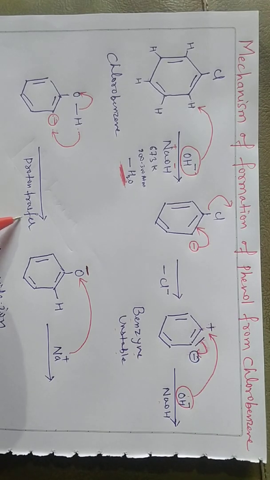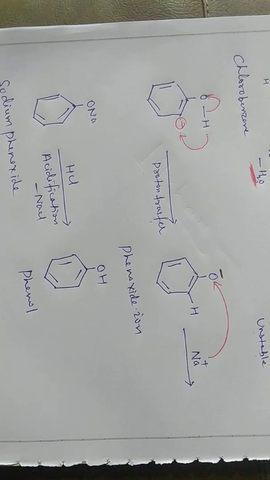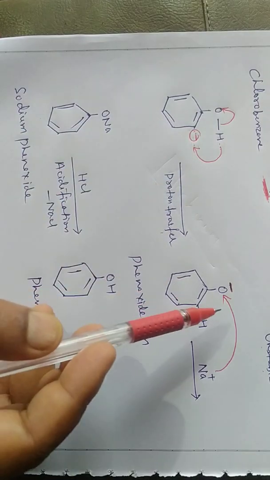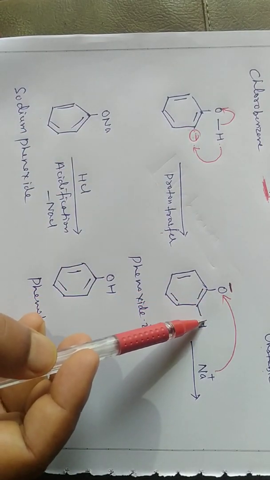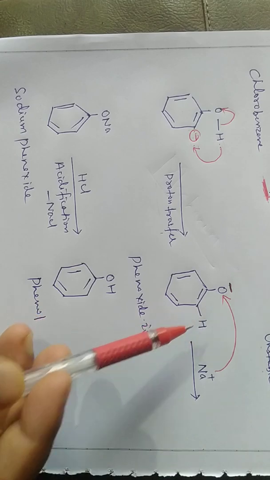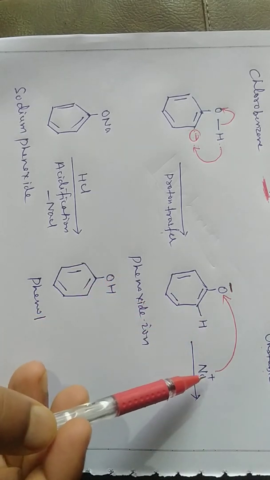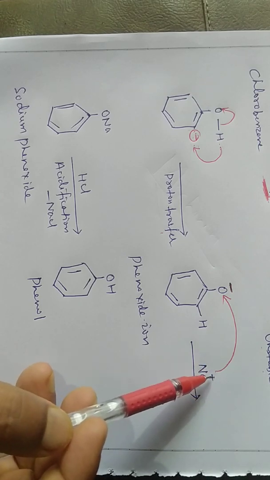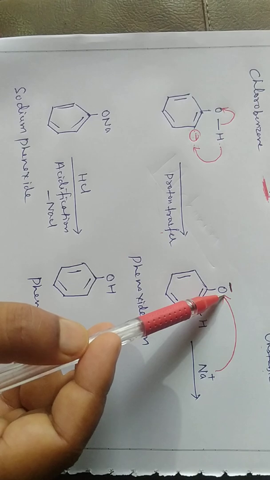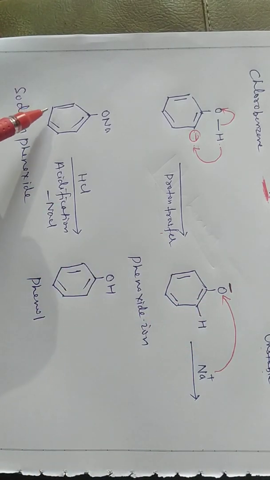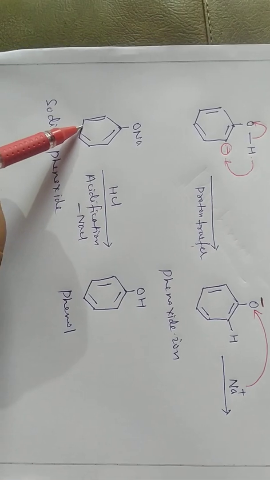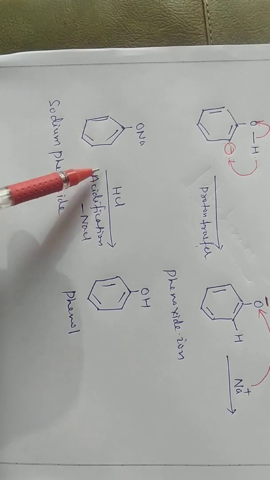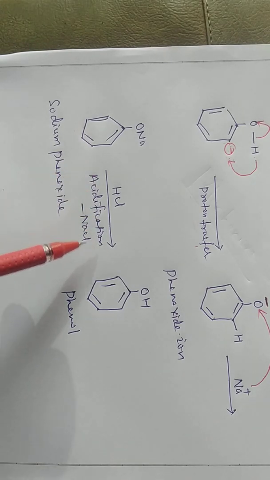Now after that, what will happen? Here you will see that O has taken an electron, therefore O becomes negatively charged and H is attached at this position, ortho position. Now what will happen next? Since you have taken NaOH, one Na plus ion will attack this O minus ion to form sodium phenoxide. You can see here sodium phenoxide formed. Now this sodium phenoxide on acidification, that means reaction with HCl, forms phenol.